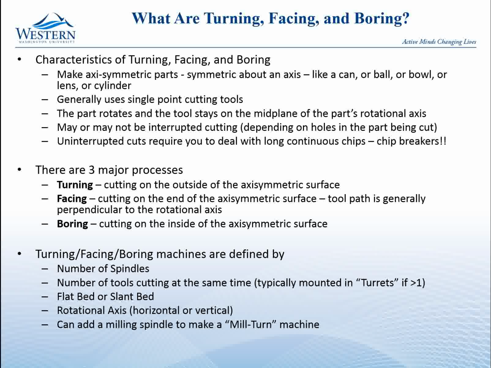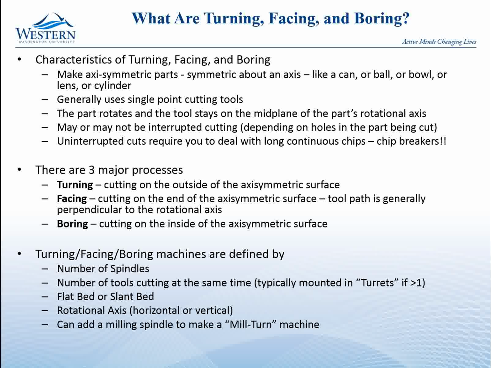Then there's the number of tools that can be cutting at the same time or can be mounted in the machine. The machines that you've been working on have 1 tool, but our CNC machines have up to 12 tools, and that's pretty common. If it has more than 1 tool, they're mounted in things called turrets. Some machines have 2 turrets, so they can cut with 2 tools simultaneously, and some of them have more than that. And then we have flatbed or slant bed.